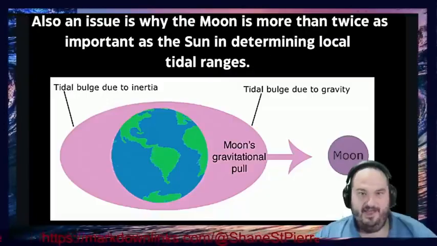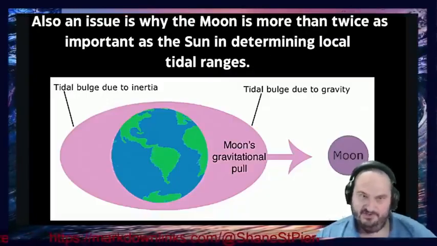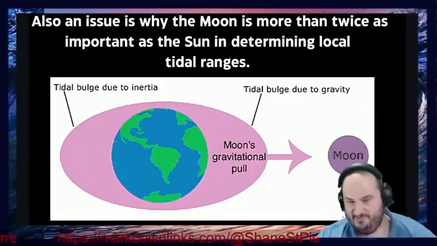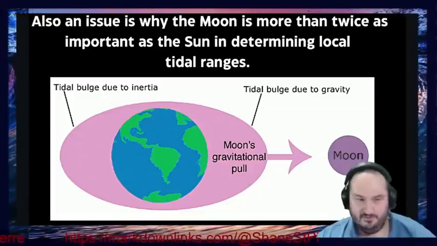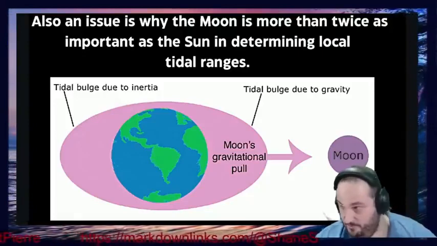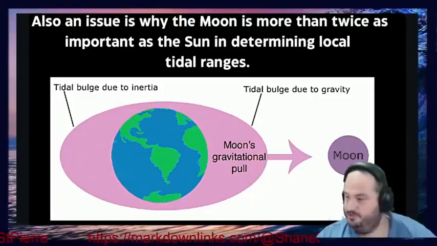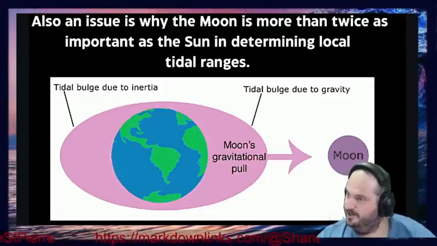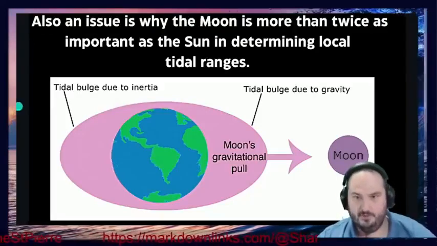And then the other issue he had to solve was why the moon was more than twice as important as the sun in determining local tidal ranges. Of course, in their model, the sun is 400 times bigger, but 400 times further away, so it should be having a proportionate exertion of gravitational force, you would think, right?